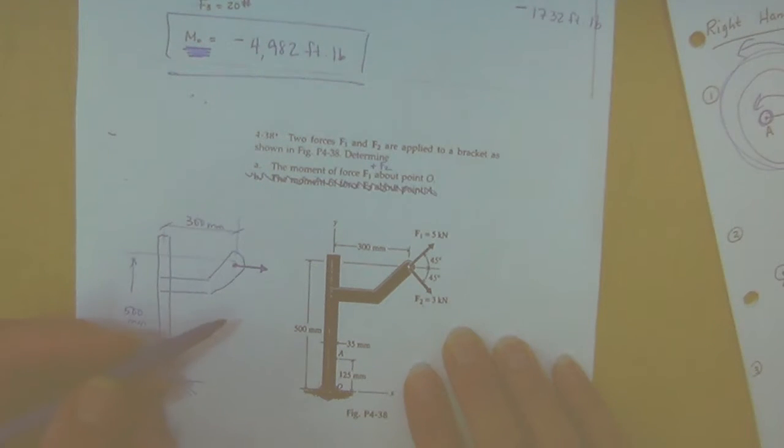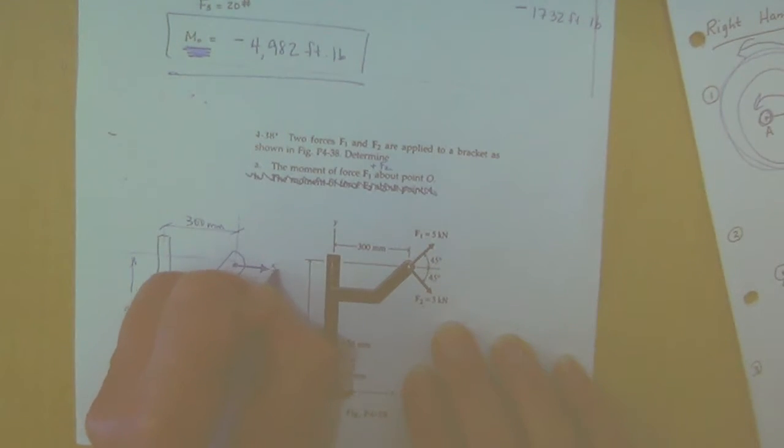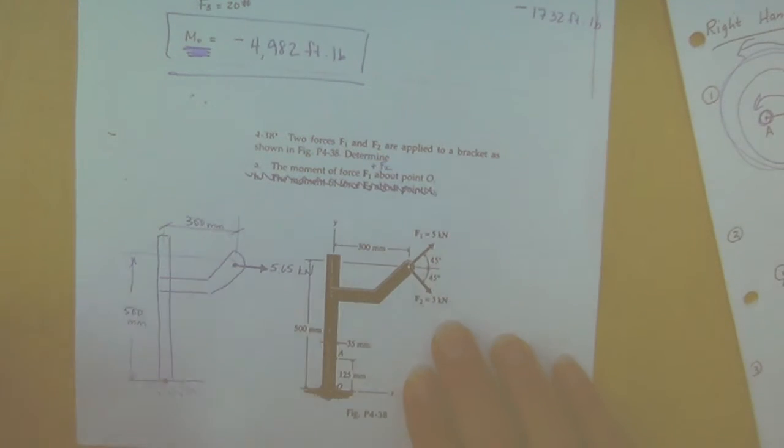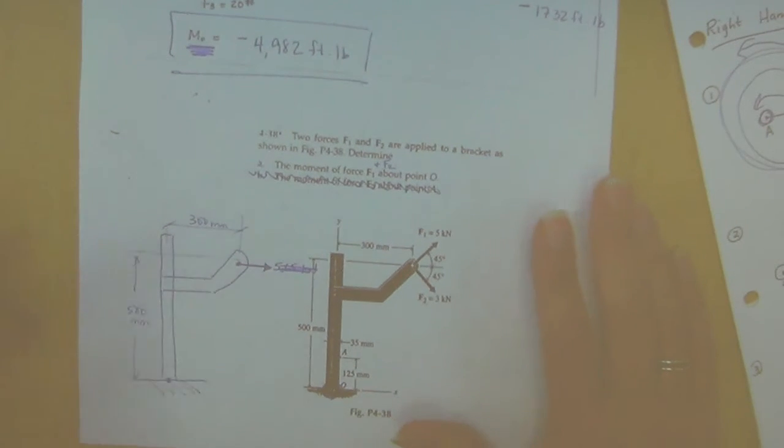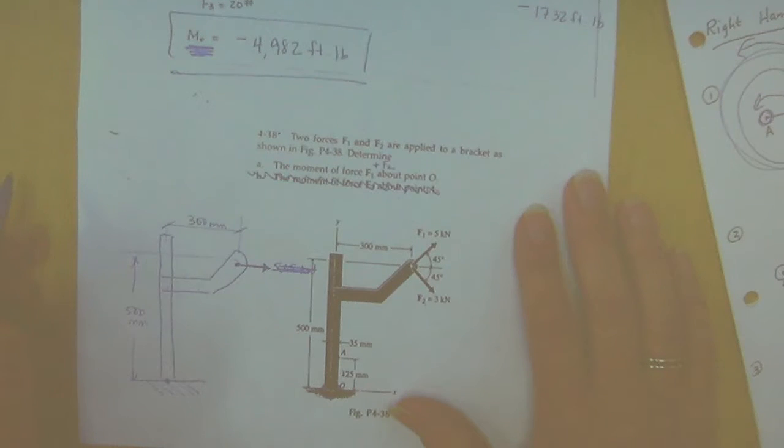Gracie, what'd you get? Is the answer 5.65 kilonewtons? Did somebody else get that? I'm asking about the moment. Okay, first I want to know what the x component of the force is. I got 5.65, combining the x of each one.